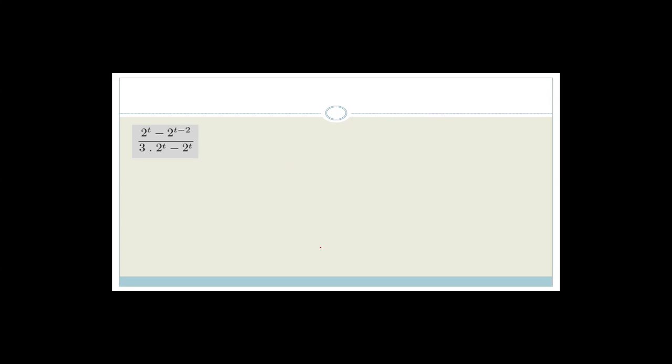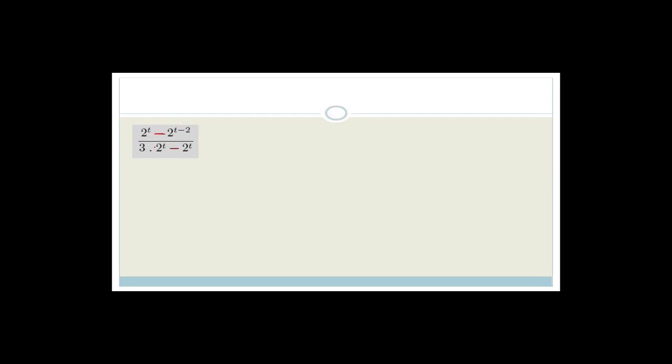Okay. Aha. Let's look at this. We've got 2 to the t minus 2 to the t minus 2 times our 3, divided by 3 times 2 to the t minus 2 to the t. Okay. So from the last question, we can see that we should be starting to think about factorizing again, because now we've got that minus sign between them.